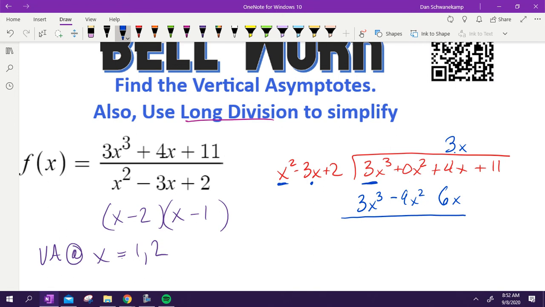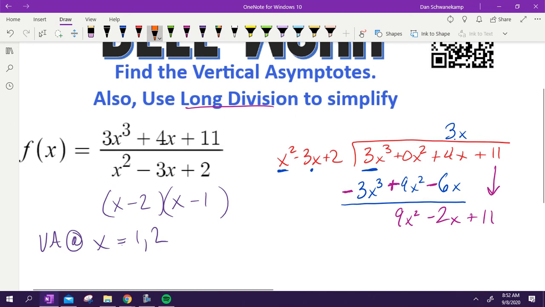So Megan, what do I got to remember here when I put those together? I got to change the signs. I'm subtracting. So change it, change it, change it. 3x cubes cancel. This is a 9x squared. This is a minus 2x, and I can go ahead and bring down that plus 11 as well. And then we just do it again.